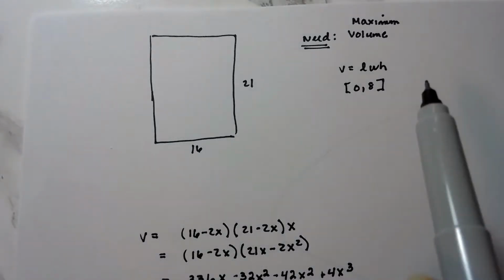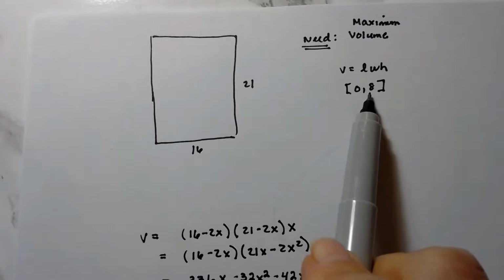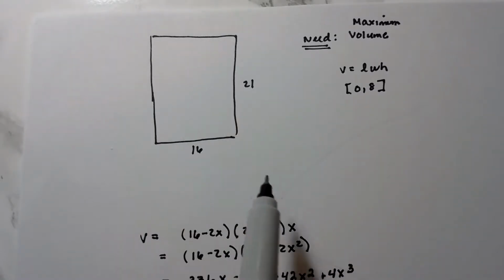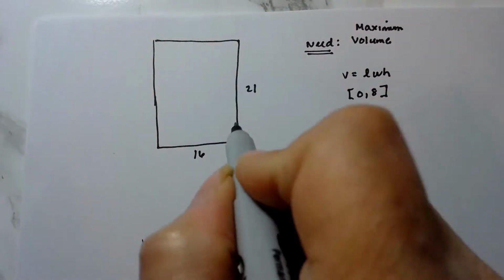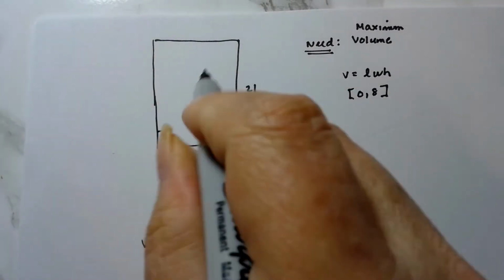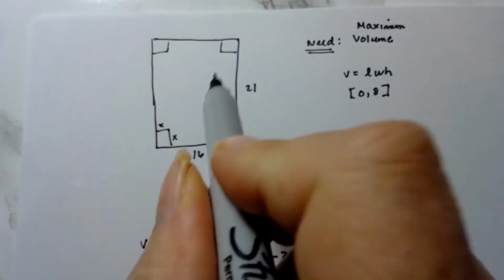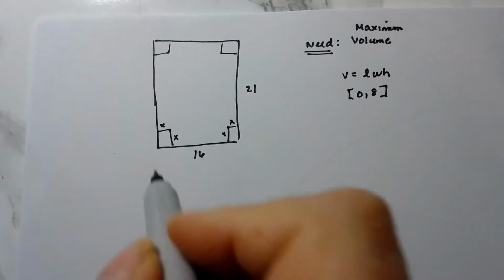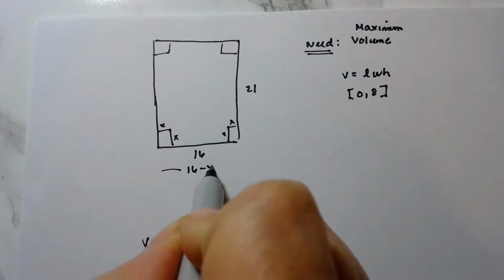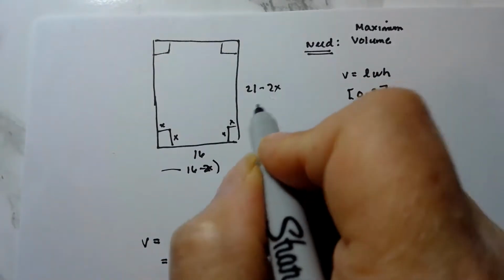And I know that I can cut nothing out of the box, or I can cut squares so big that the whole box is gone, right? So I don't want that. I want to take these little pieces out. So again, if I cut those pieces of length and width x by x out of each corner, then this is going to give me 16 minus 2x here, and this is going to give me 21 minus 2x there.